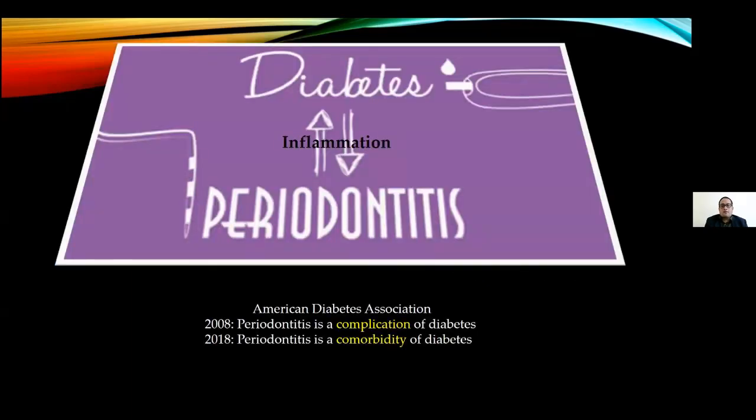And if we go back to 1993, when Dr. Harold Loe first coined the term the sixth complication of diabetes, we have this particular phrase in the literature, peppered across decades. But at the same time, I would bring to your kind attention that in 2008, the American Diabetes Association actually defined periodontitis as a complication of diabetes. But moving on, in 2018, the ADA provided the description that periodontitis is a comorbidity of diabetes. So we need to take this into consideration and move on, with respect to we as dentists handling periodontitis and the medical fraternity handling diabetes. So periodontitis is a comorbidity of diabetes.